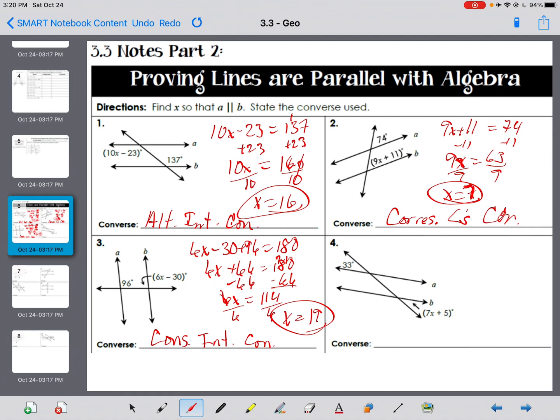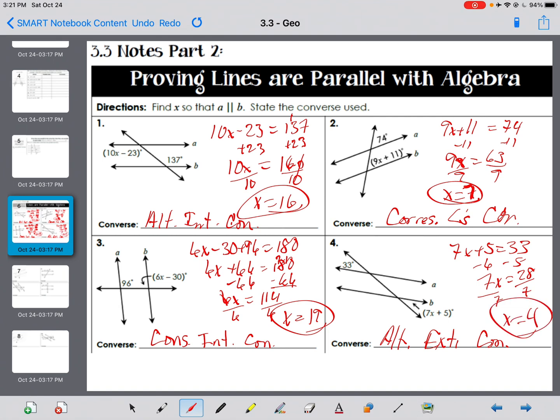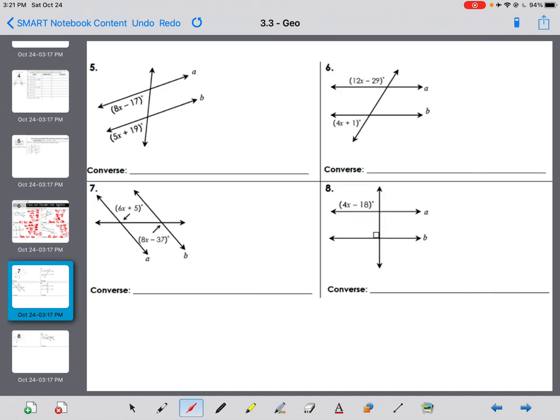And let's see what relationship is happening here. Different sides outside, that's alternate exterior converse. That's going to be a congruent situation, so 7x plus 5 equals 33. We're going to subtract 5. 7x equals 28, divided by 7. So x equals 4.